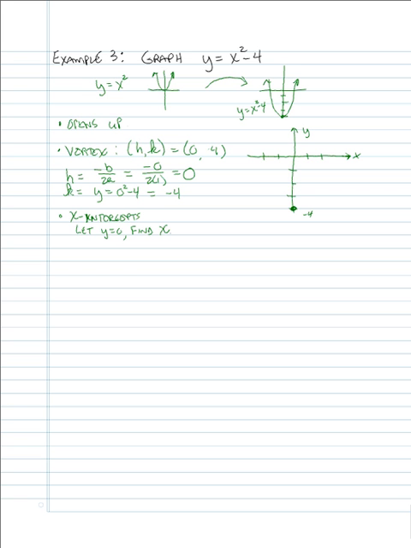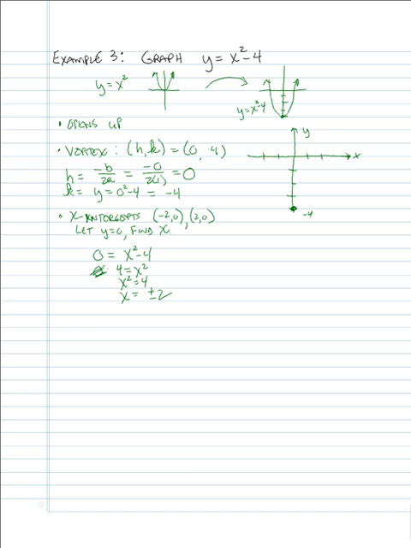If y is 0, we have an equation that says 0 equals x squared minus 4. That's fairly easy for us to solve because this is the type of equation where we only have x squared and not an x to the first power. So we add 4 to both sides and get 4 is equal to x squared. Let me write that as x squared is equal to 4. There are two solutions to that, positive and negative 2, right? So we have x-intercepts of (-2, 0) and (2, 0).